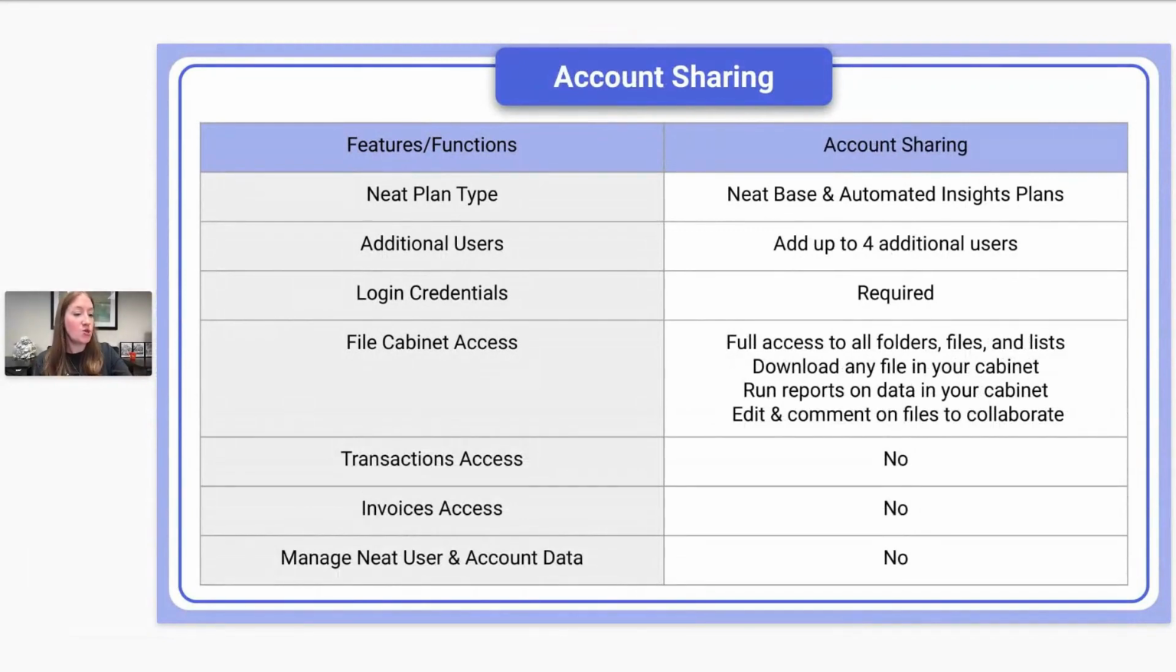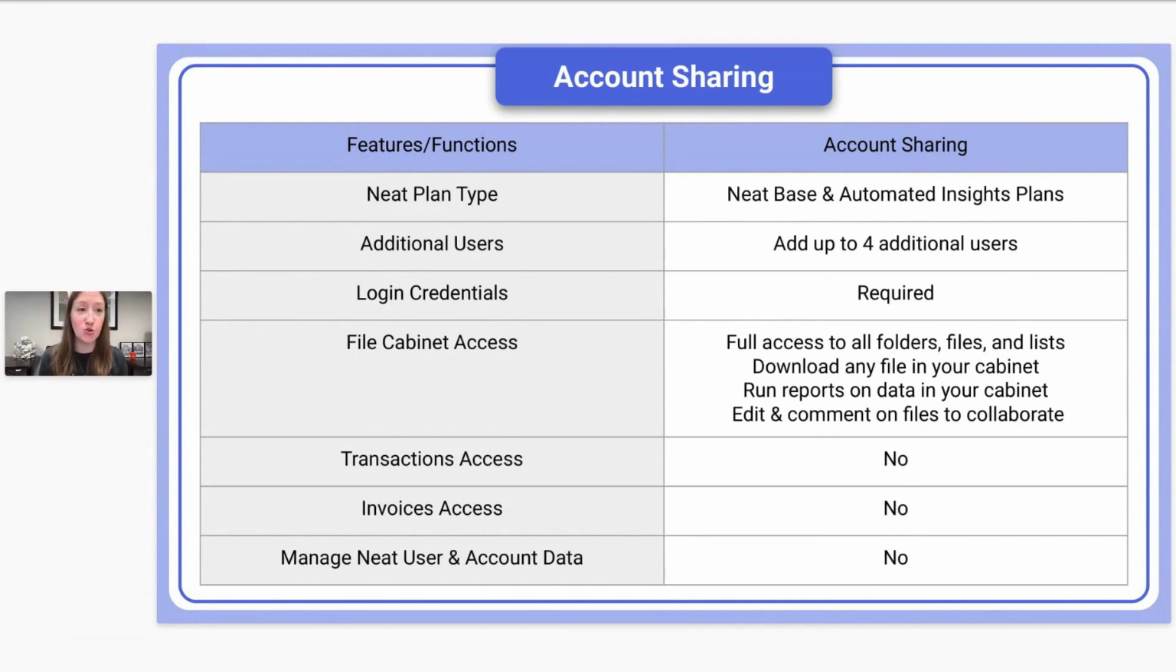Okay. So account sharing allows you to share your entire file cabinet with someone. You can add up to 4 additional users to your account using this method. So the Neat Base Plan and the Neat Plus Automated Insights Plan and the VIP plans include those 4 additional users at no additional cost. So if you're on one of those plans, you have users you can add to your account.